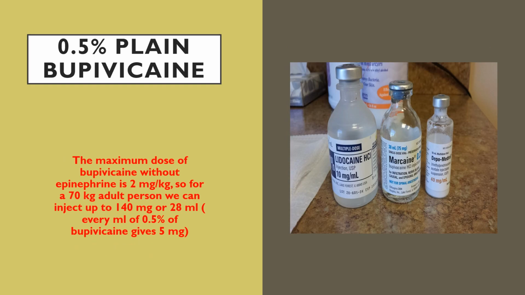What about bupivacaine, which is marcaine? Bupivacaine comes in either 0.25%, which is a quarter percent, or 0.5%, which is half percent. Let's use 0.5% as an example, and definitely the 0.25% will give less concentration per ml. So we can give more volume of the 0.25% than the 0.5%. With the 0.5%, we can give half the volume of the 0.25%.